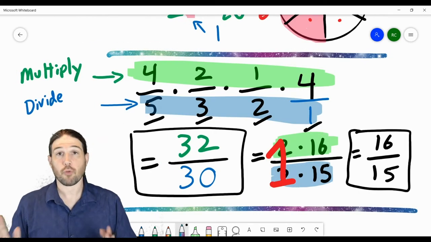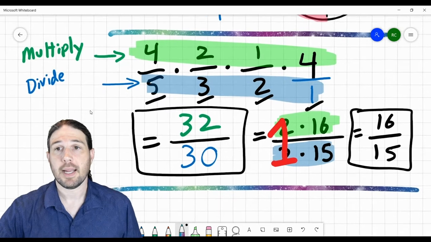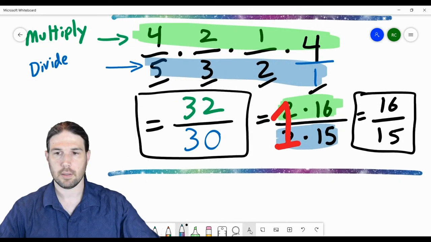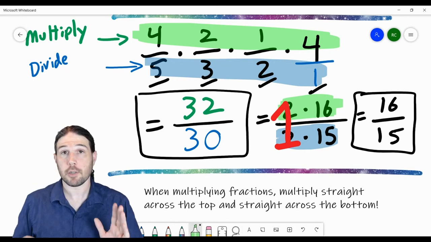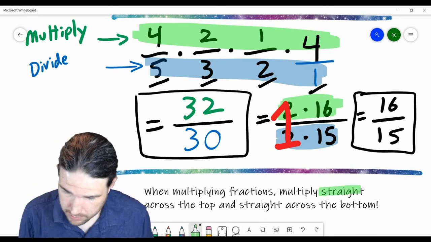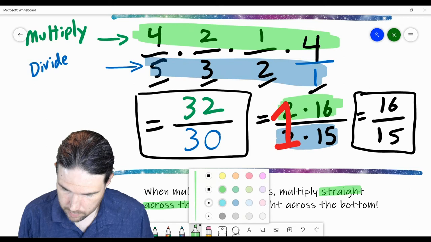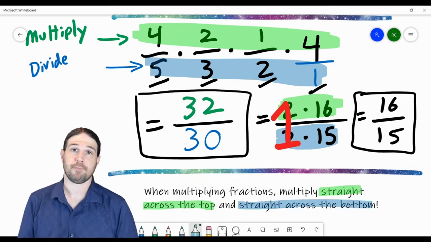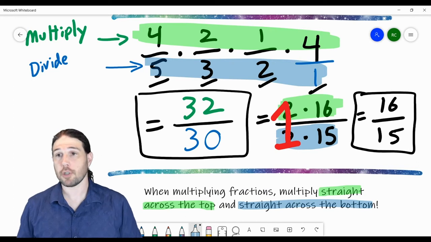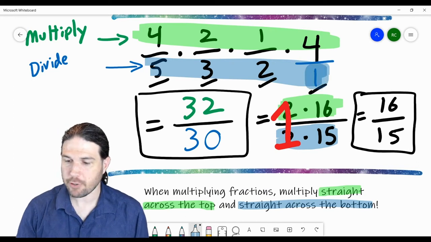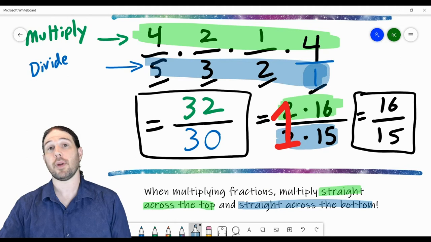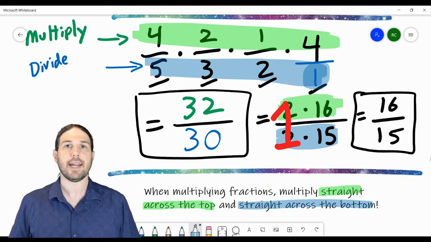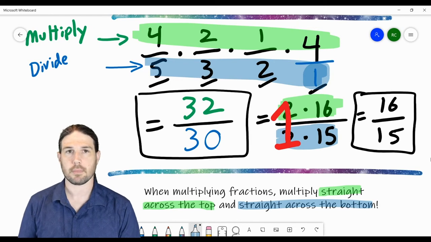So just a really, really quick review. Anytime you are multiplying fractions, just remember to multiply straight across the top and straight across the bottom. And also don't forget that any natural numbers or integers that you're dealing with are also fractions, right? You can put any number over 1 and turn it into a fraction.